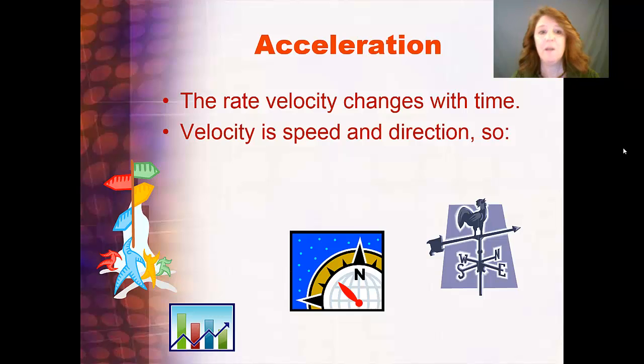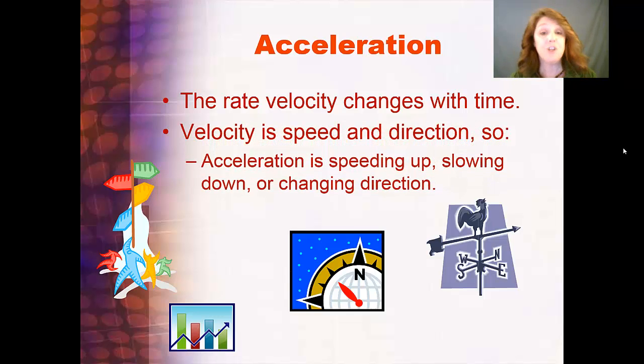You have to remember velocity is speed and direction. So you can accelerate by speeding up. In science, you can accelerate by slowing down, and that would be a negative acceleration. You can also accelerate by changing direction. So while we, mere mortals, use acceleration just to mean the first one, scientists use it for all three. So we have to understand how all of those three work.